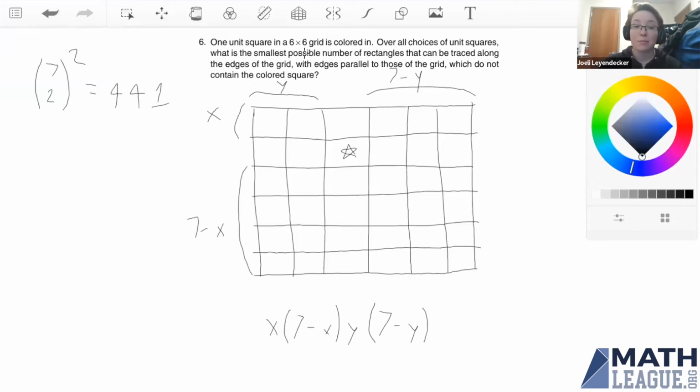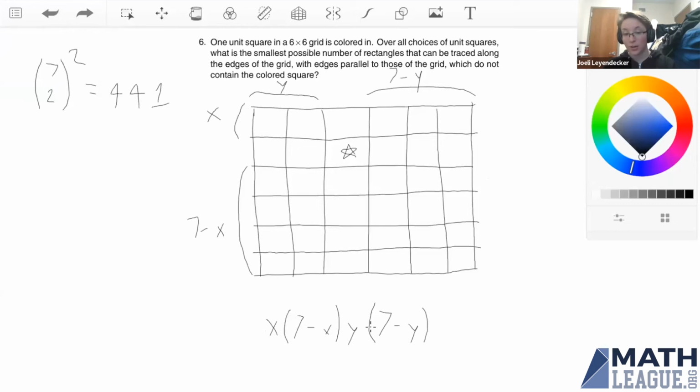We want to find the smallest possible number of rectangles that don't contain the colored in square. So since we know the total number of possible rectangles, we can find the smallest possible number of rectangles that don't contain the colored in square by finding the greatest possible number of rectangles that do contain the colored in square, and then subtracting that number from our total. So we want to maximize this expression here so we can find the greatest possible number of rectangles that do contain the colored in square.